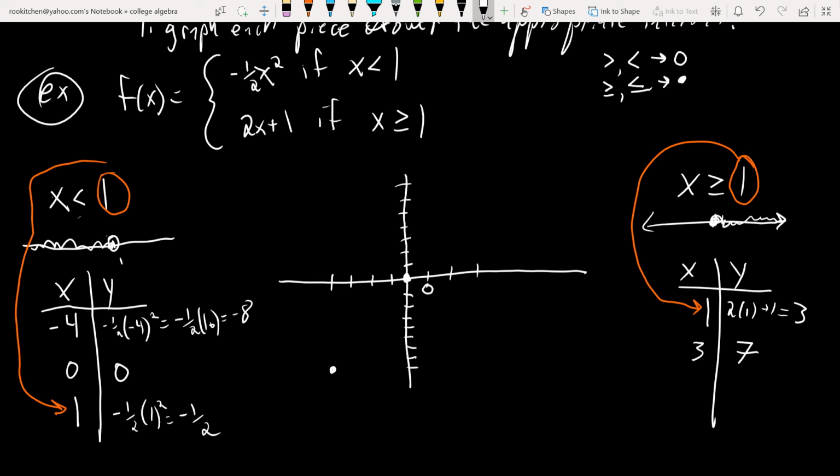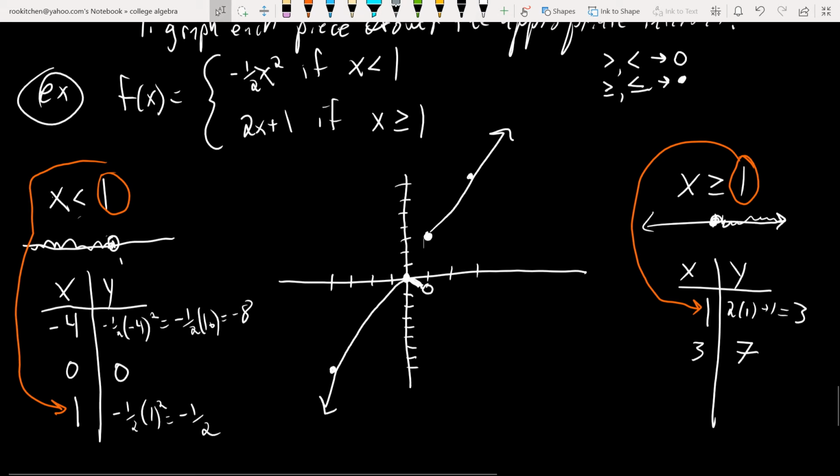And this graph is a parabola, so it's going to have that kind of parabola shape to it. Okay, sorry if I kind of screwed up the concavity, is what they call that right there. And then the other piece starts at 1, 3, and that's a closed dot, okay, because the inequality is greater than or equal to. And then it's a straight line, so it looks like this.